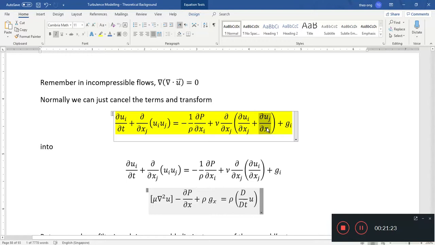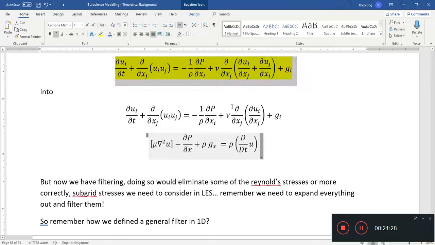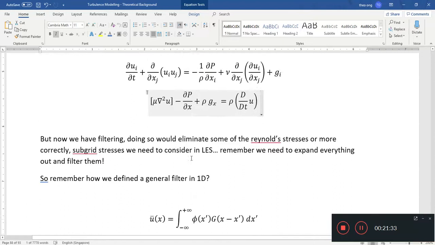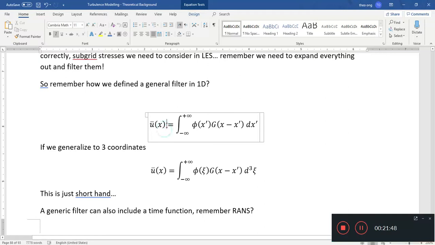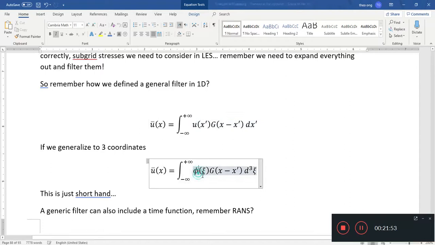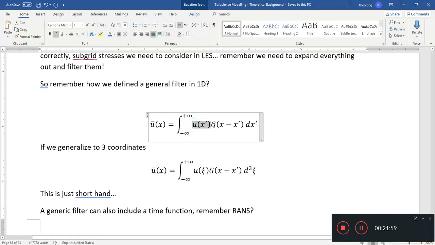So now we are more clear on what these terms are. We can then start to begin our actual filtering. Remember how we described our general filter in 1D. You will have something like this: u bar of x, the filtered velocity, equals the integral of u(x prime) times G(x minus x prime) dx prime. I already explained what this means physically, so I'm not going to go through it again.